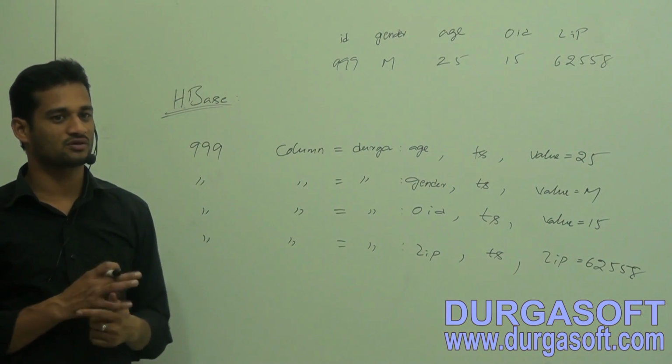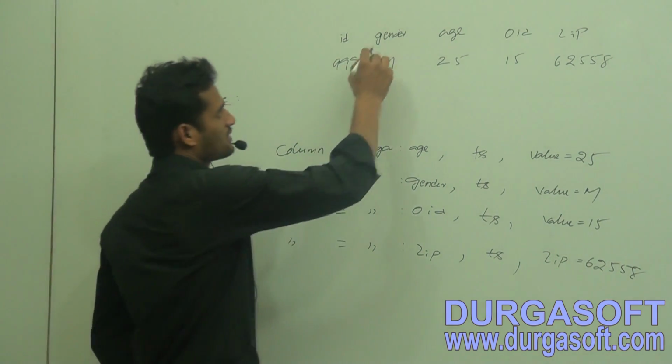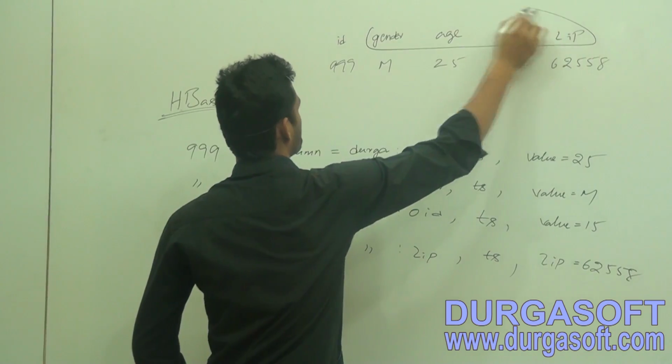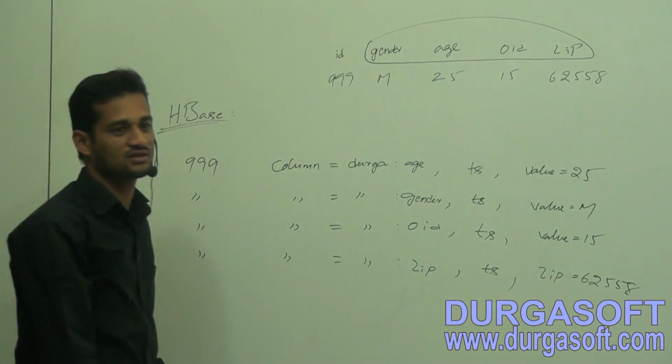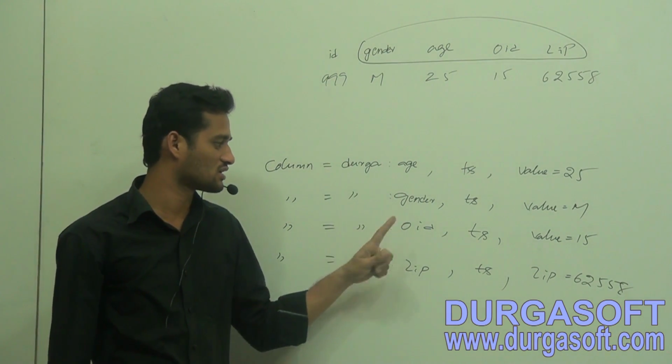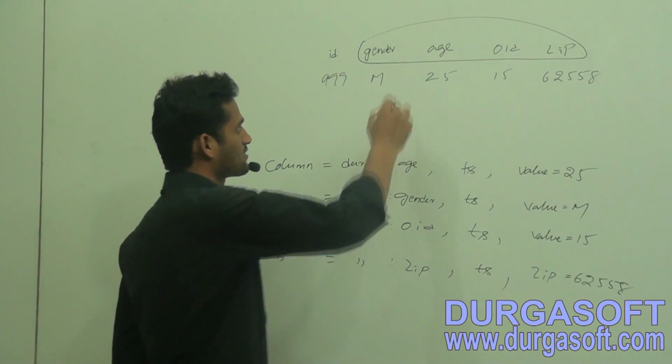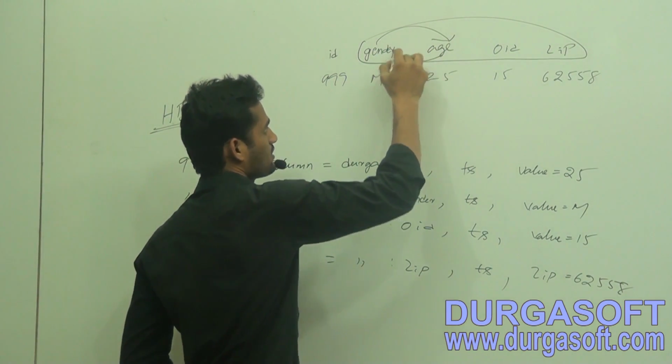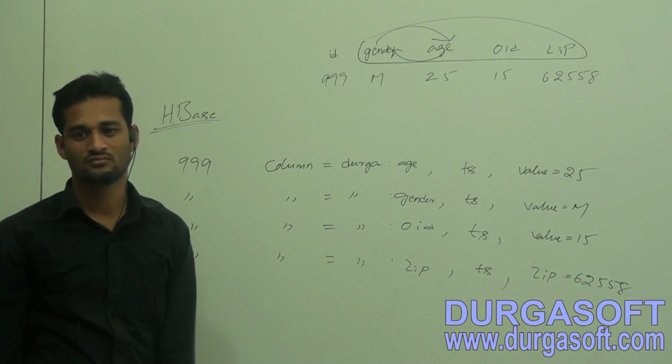But have you observed this one? Basically it should give gender, age, occupation ID, zip. Order should be gender, age, occupation ID, zip. But it has given you some order as age, gender, occupation ID, zip. These two get interchanged, right? Right or wrong? Why is this so?